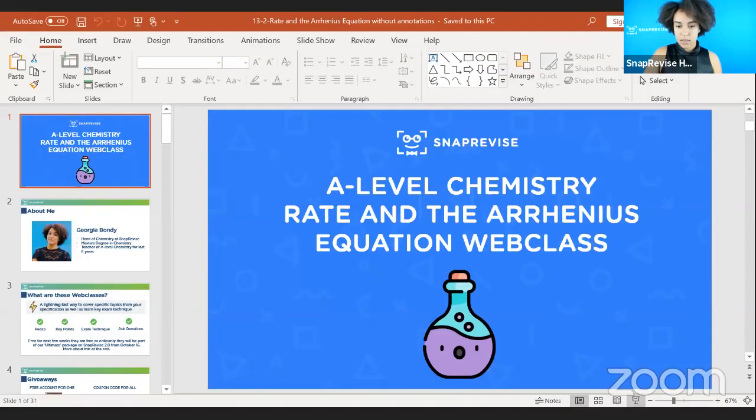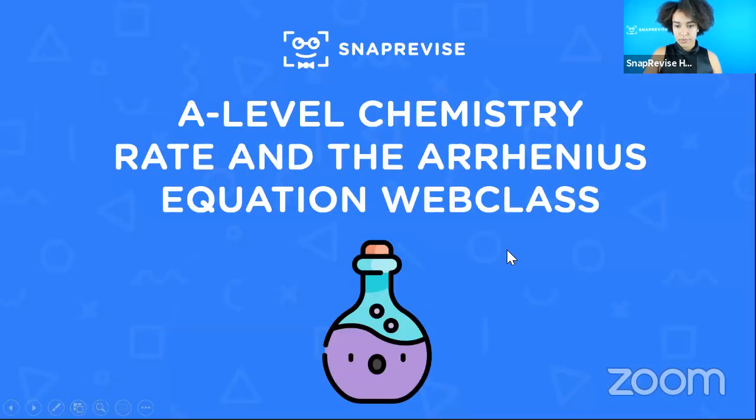Let us get started. I think that should be everything shown. Okay, wicked. So we're going to be doing rate and the Arrhenius equation. And I do want to give you guys an idea of what exactly we're going to cover, but that's going to be in a second, because first I need to introduce myself and SnapRevise and all of those things. So don't worry, I will give you a gist, but just in about 60 seconds. So you only have to wait that long.